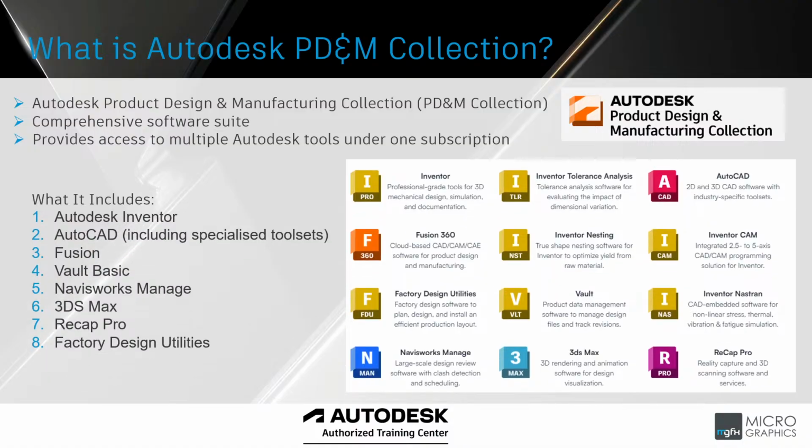Now, some of the packages or software that's included in the Product Design and Manufacturing Collection would be Autodesk Inventor Professional. This is used for your 3D mechanical designs, simulations and documentation. We do have AutoCAD, which is included with its toolsets, and this is for 2D drafting and design. You also do have AutoCAD Architecture, Mechanical, Electrical, Plant 3D, all included in your AutoCAD specialized toolsets.